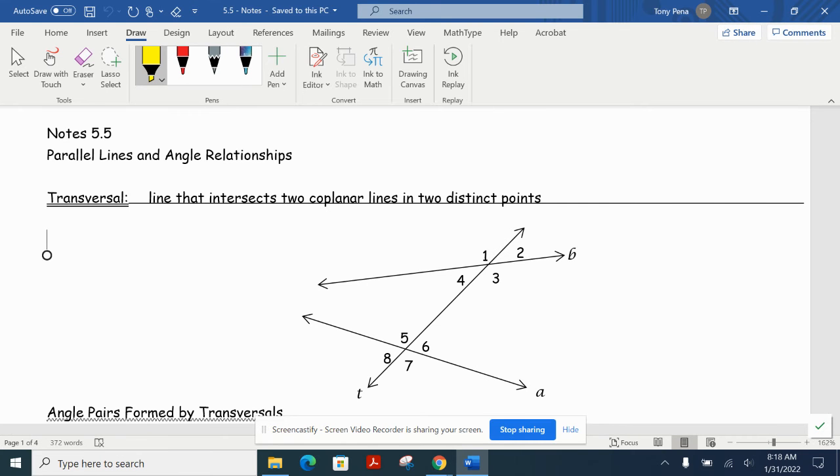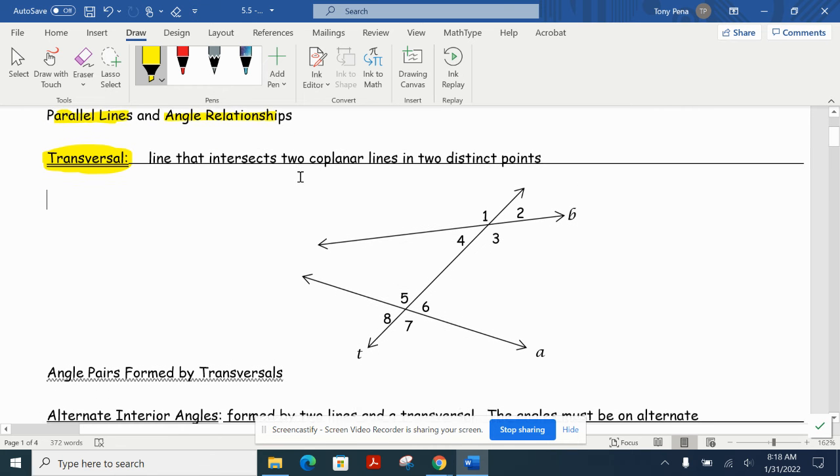Definitions here. You look at the top, it says parallel lines and angle relationships. The big thing you're going to hear a lot for the next few weeks when we're doing these problems is what's called a transversal. So we need to make sure we understand that definition. It's probably a new word to you.